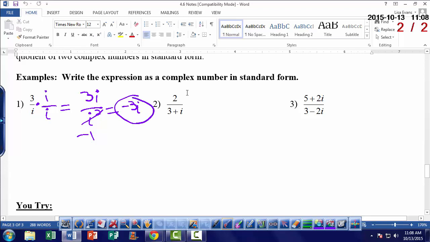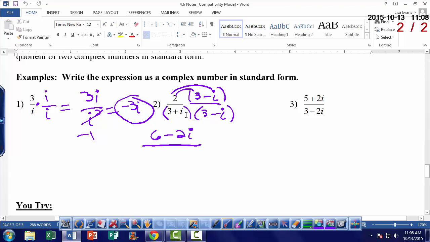Here we need to multiply by the conjugate. We need to multiply by 3 minus i, 3 minus i. So on the top, we're going to distribute. 2 times 3 is 6. 2 times negative i is negative 2i. Now in the denominator, this is just like what we did yesterday. We're going to FOIL, but we don't need our middle terms. The whole point of multiplying by a conjugate is so those middle terms cancel out.